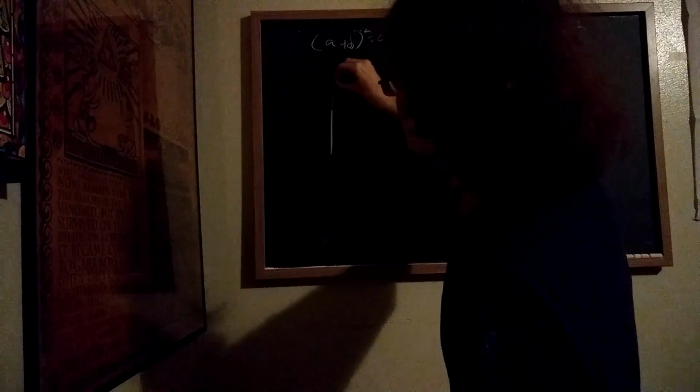Now before we can prove the Pythagorean Theorem, we need to prove another algebraic equation, which is (a plus b) squared is equal to a squared plus 2ab plus b squared. Now to do this, we need to draw a square whose side length is a plus b.